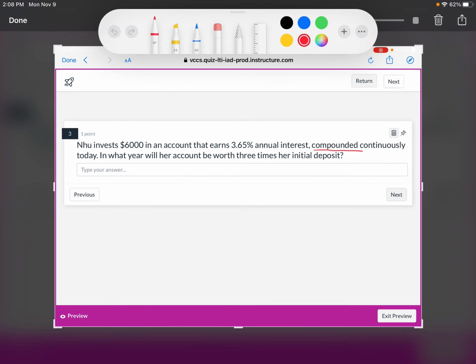Nu invested $6,000 in an account that earns 3.65% annual interest compounded continuously. Now notice, compounded continuously. The formula is A equals P times e raised to the rt power, right? So we know that P is 6,000. r is 0.0365. Remember to divide this percent by 100 to convert it into a decimal, please. And then t, no, now we don't know that.